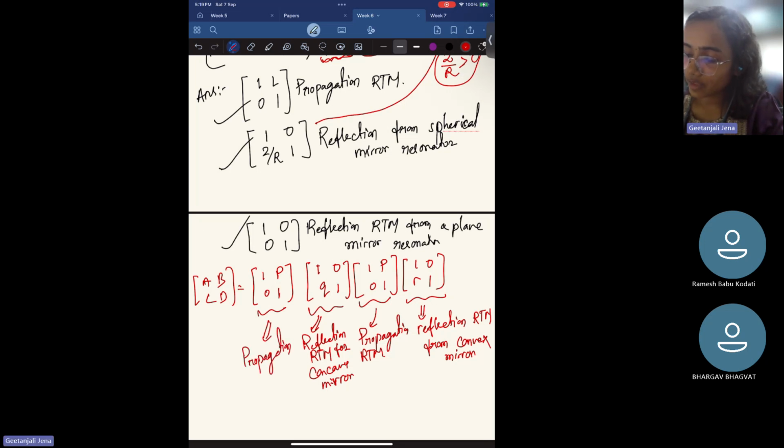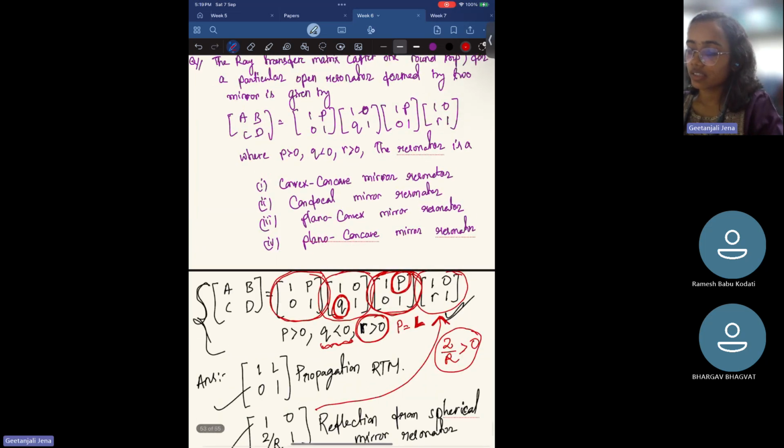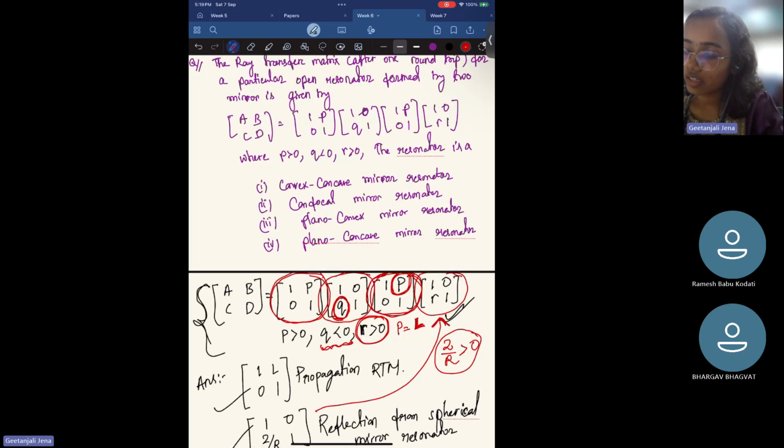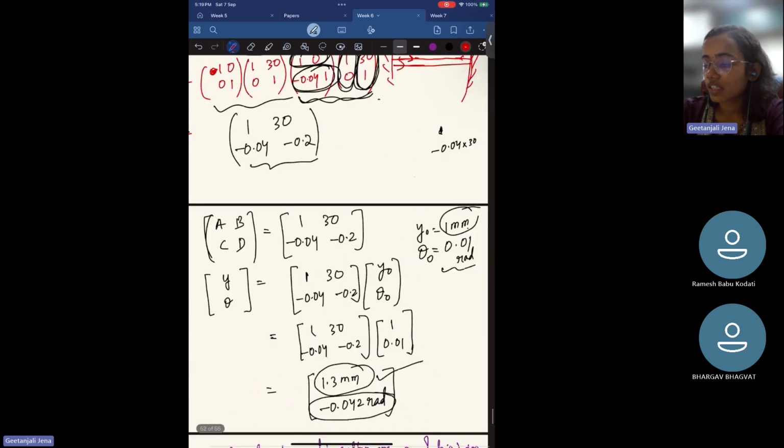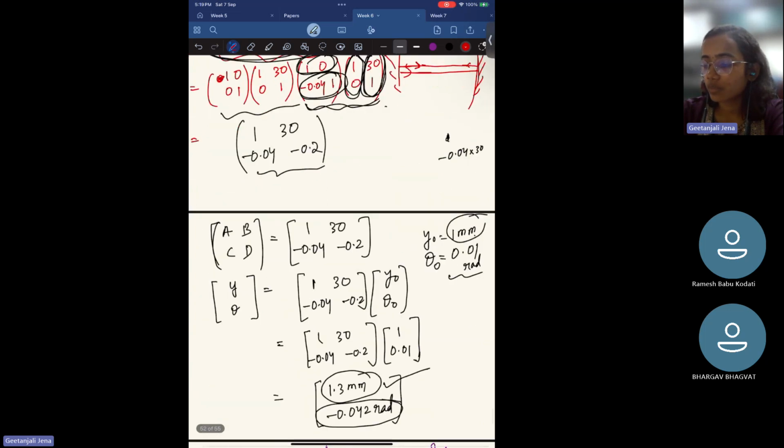So the setup here is a concave and convex setup. The mirror resonator has one convex and one concave mirror. This is the way we can calculate the mirror arrangement when you have the RTM in this way. Okay, so this is all about the week 6 content. Before moving to week 7, let me ask again whether you have any doubt in the problem solved.